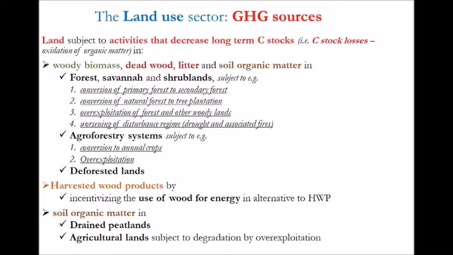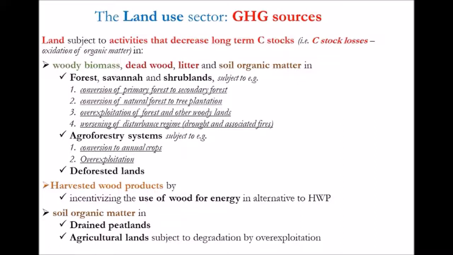So, a conversion of primary forest to a secondary forest, or the conversion of natural forest to tree plantation, these are some examples. Overexploitation of forest, the famous forest degradation. Or the disturbance regime is getting worse. Be aware that if you look at the greenhouse gas inventories of big countries, especially of big boreal countries, you see that since 2000 this is happening.